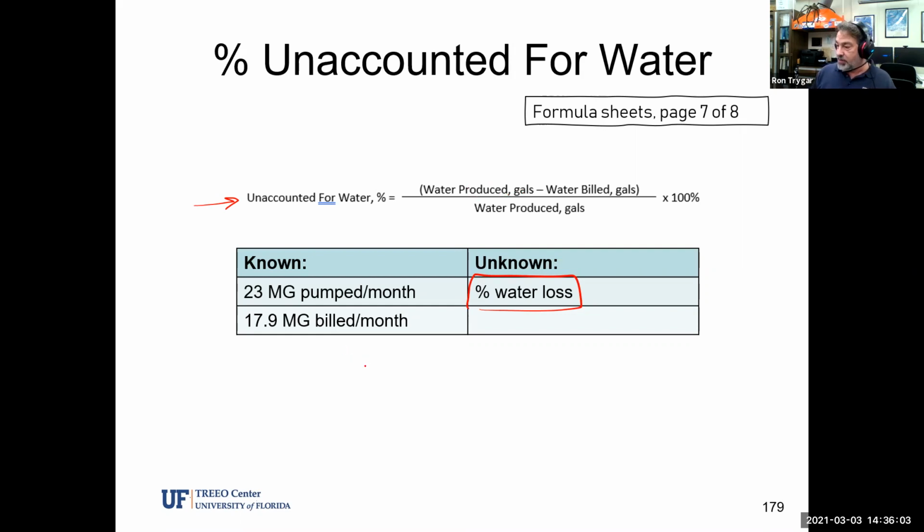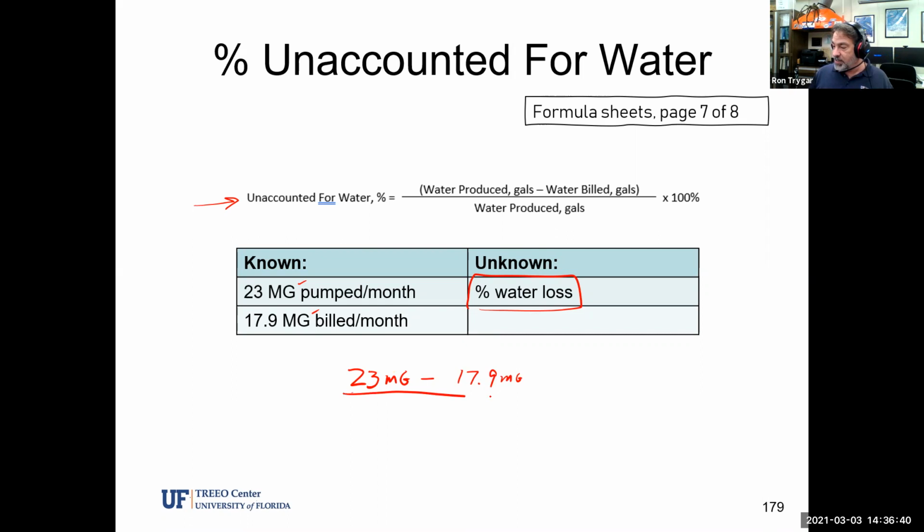So let's do this. Let's take our 23 million gallons pumped minus the water billed gallons. Now we're using million gallons on both of these, so as long as our units are equal, we should be good to go. You wouldn't want to have gallons in one unit and million gallons in the other, but everything right now is million gallons. So we're equal here on units, so we can keep those the same. So in is 23 million gallons that we put into the system, and we accounted for 17.9 million gallons.